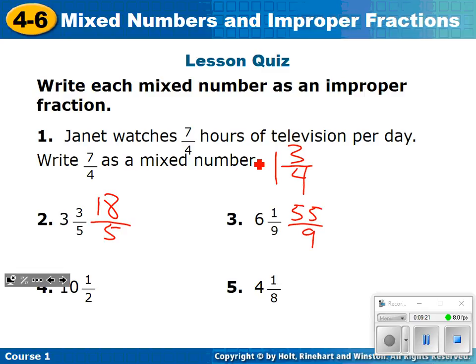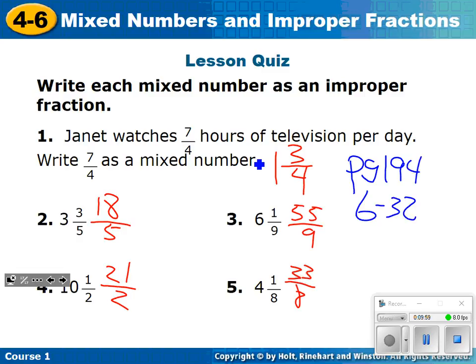This is a 10. Aiden. 21 over 2. 2 times 10 is 20 plus 1 is 21 over 2. And the last one, Jack. 4 times 8 is 32 plus 1 is 33 over 8. Very, very good. Okay? You have an assignment. Your assignment, page 194. 6 to 38 even.